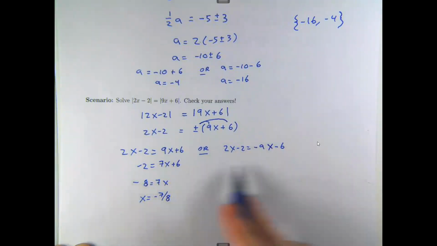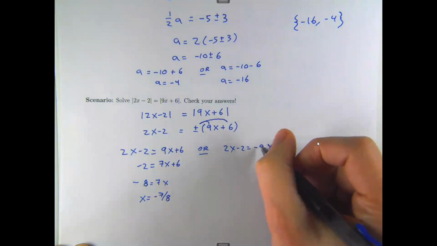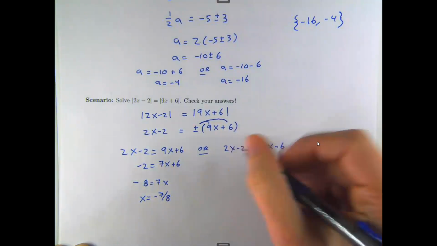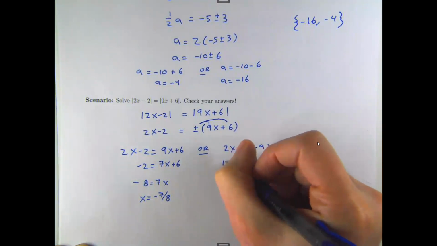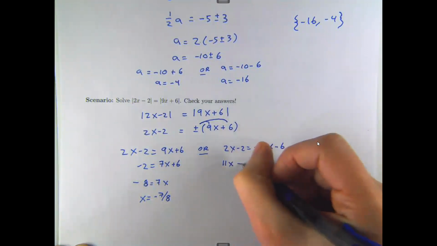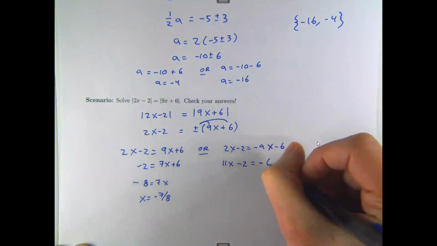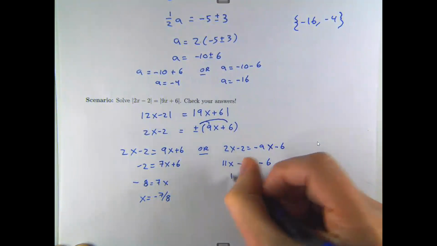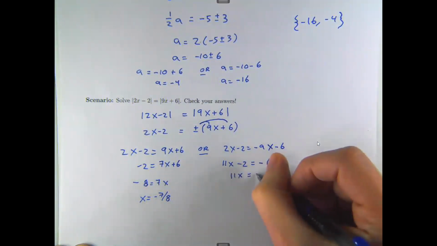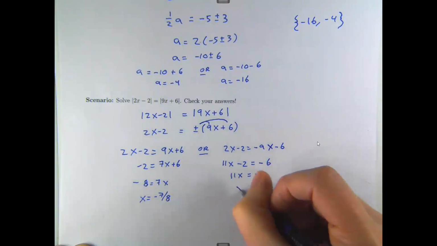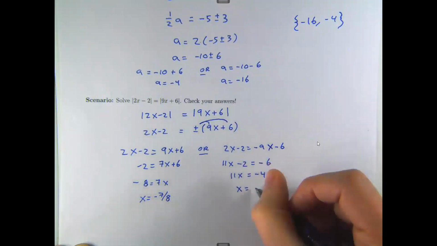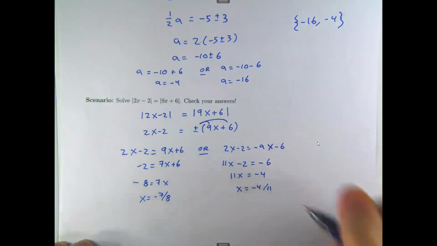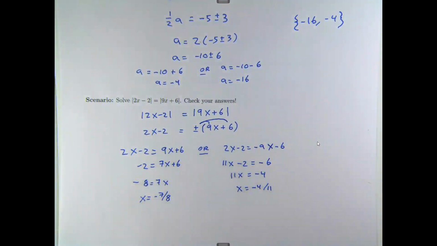I'm going to do the same thing on the other side here. I'm going to solve. This time I'm going to take this negative 9x and I'm going to bring it to this side by adding it over. That gives me 11x. I'm going to take this negative 2 and I'm going to bring this to the other side. I'm going to add it. And then I'm going to get rid of this multiplication by dividing. This leaves me with two potential answers, negative 7 over 8 and negative 4 over 11.